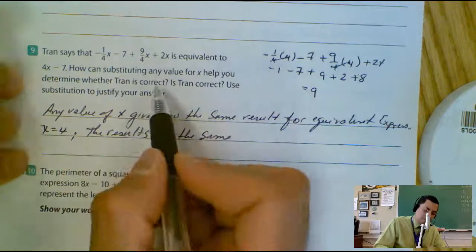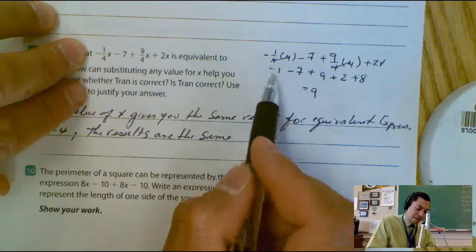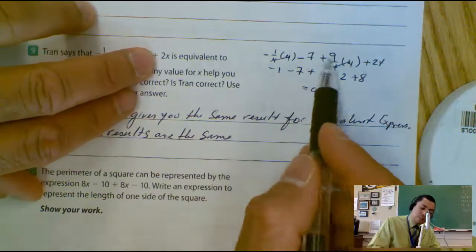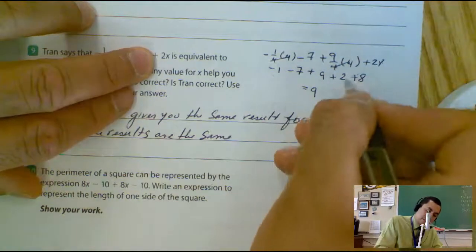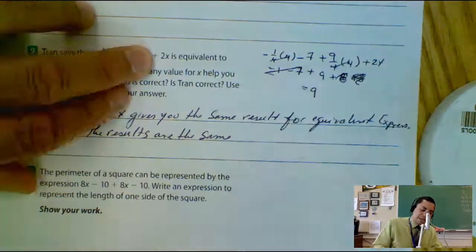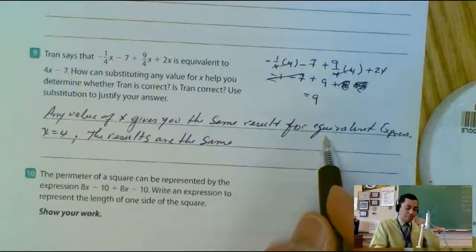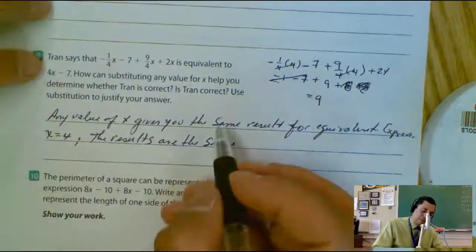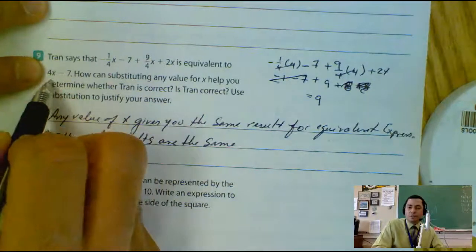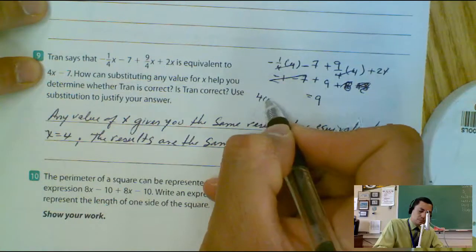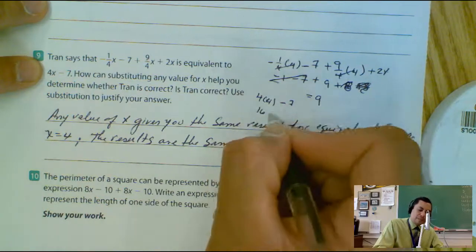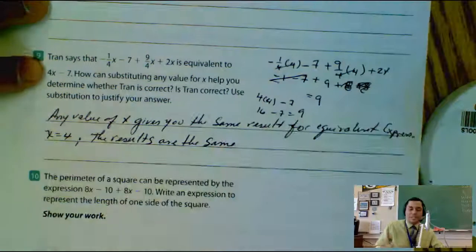Okay, so that's what we did. We make the substitution: negative 1 minus 7 plus 9 plus 2x. This is 8 here, and 7 is negative 8. This cancels out, so you get 9. I wrote one extra number, so I just fixed it. And then here, if you put 4, 4 times 4 is equal to 16. 16 minus 7 is equal to 9. So you get the same expression.